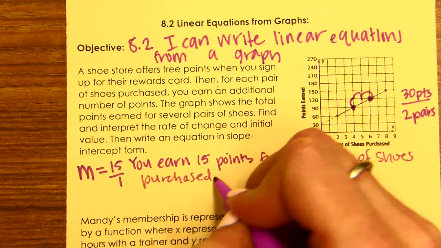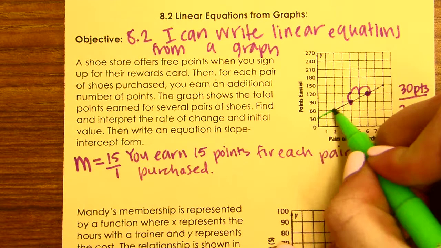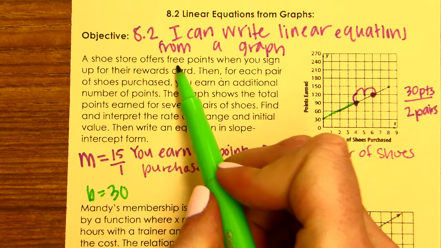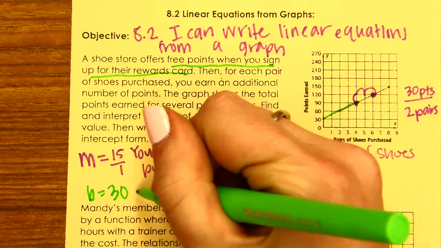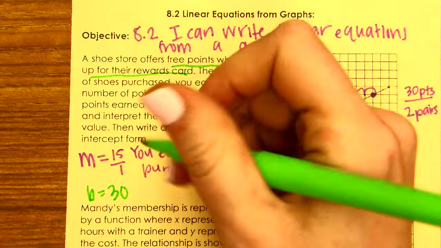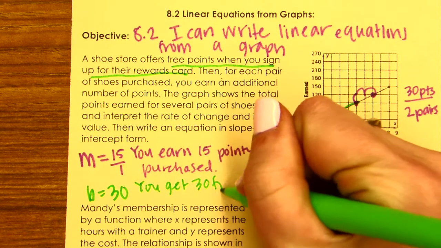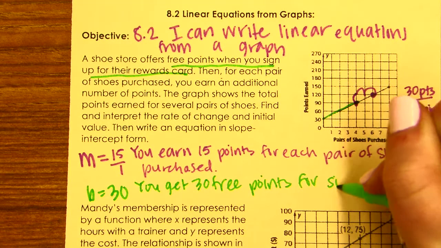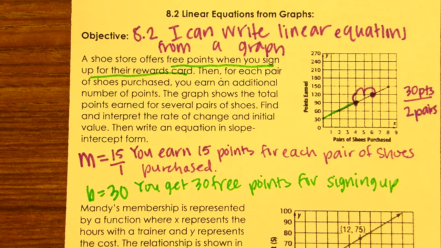Then I need to find the initial value. The initial value is the same thing as the y-intercept. So if I go backwards on my graph, I can see that it crosses the y-axis at 30. So my y-intercept is going to be 30. Those are the free points you get when you sign up for the rewards card. So to interpret the initial value, I say you get 30 free points for signing up. You don't even have to buy any shoes to get those 30 points.